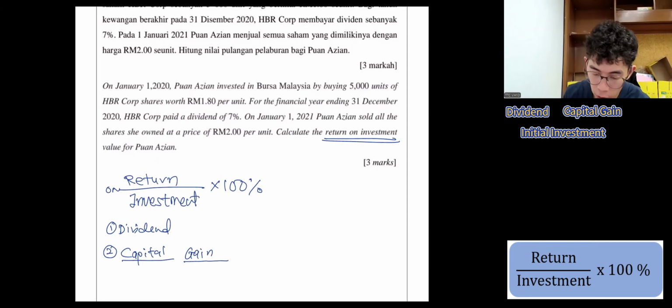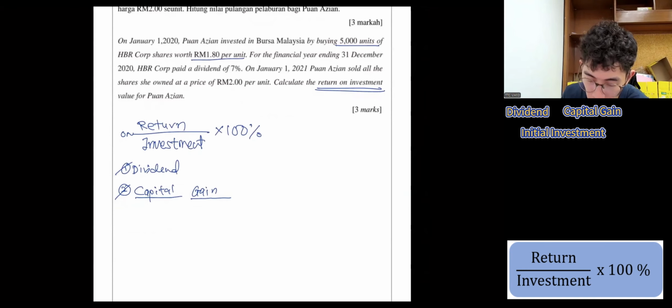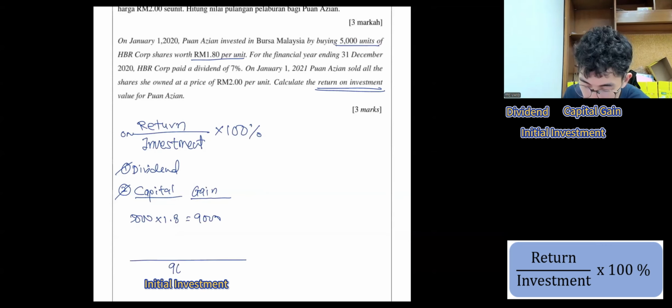So in this situation, you have two: one dividend, one capital gain. Okay, let's go into the calculation. It says total 5,000 units per share 180 cents. Everyone, very simple situation now. So 5,000 times 1.8 is 9,000. So 9,000 is the initial investment. For the financial year ending 31st December 2020, HBR Corp paid a dividend.